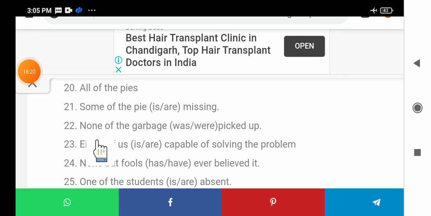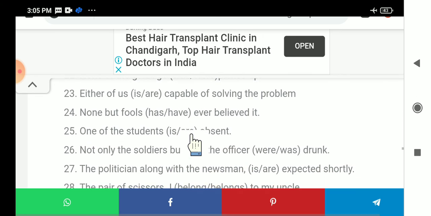None of the garbage were picked up. So here the question is asking, none of the garbage was picked up, not were. The answer is was. So when the phrase "none of the garbage" is used, then we have to use a singular verb.